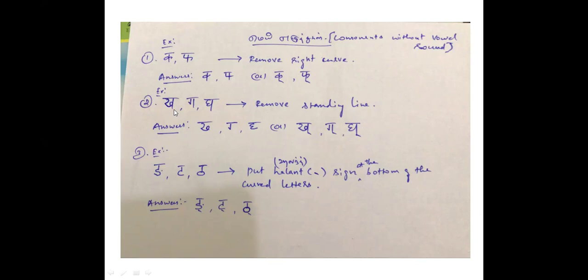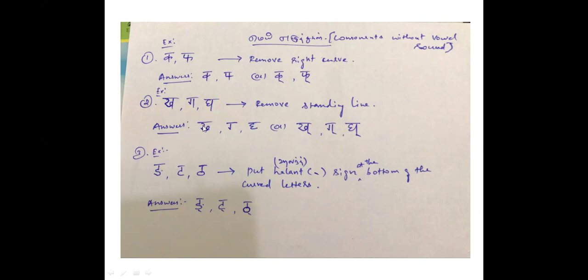Then another example, ka, kha, ga. In this ka and ga, a standing line is there, no? In this you have to remove the standing line. After removing this standing line, this consonant lost its vowel sound. Now it is called ik.